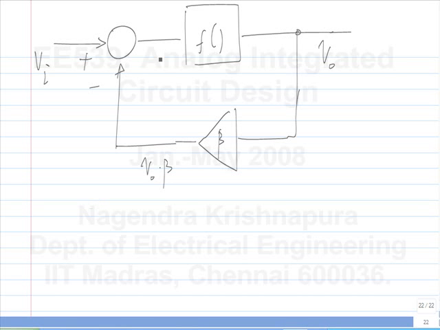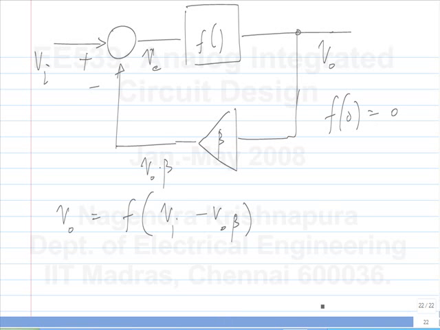So V naught is F of whatever voltage is here. If this is the error voltage VE, it's F of VE. So V naught is F of VA minus V naught beta. What is the operating point of the circuit? I had given that F of 0 equal to 0. So you can by inspection see that if VI equal to 0, V naught equal to 0, everything is satisfied. So the operating point of the circuit is 0, because when you expand a nonlinearity in Taylor series, you have to choose some point about which to expand the function. And in this case, we will choose 0 because that's the operating point of the circuit.